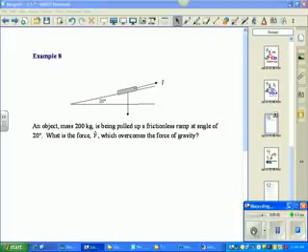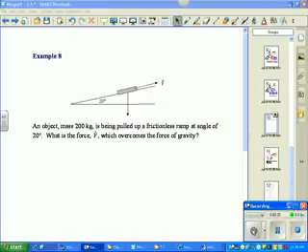Okay, example 8, we have an object. It's being pulled up a frictionless ramp. The reason it's frictionless is because if we add the force of friction, the question becomes a lot more complicated, and we're just dealing with the basics of vectors as forces for right now. So we're moving up a frictionless ramp at an angle of 20 degrees. What is the force F which has to overcome the force of gravity?